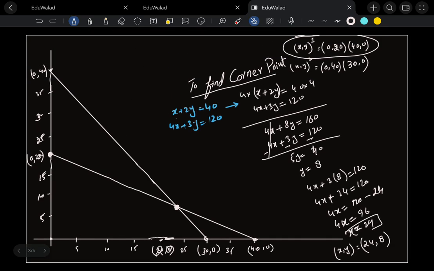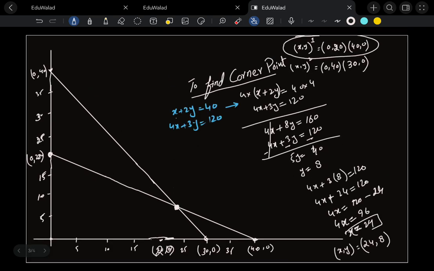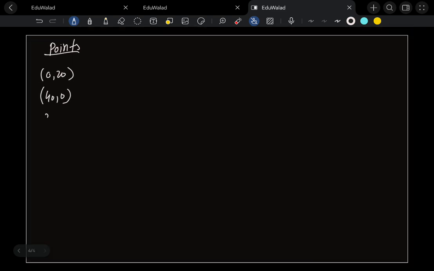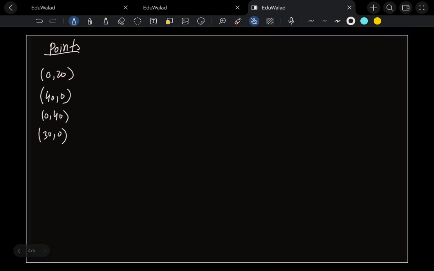Now draw all these points. Points are 0 and 20, 40 and 0, 0 and 40, 30 and 0, and the common point is 24 and 8.